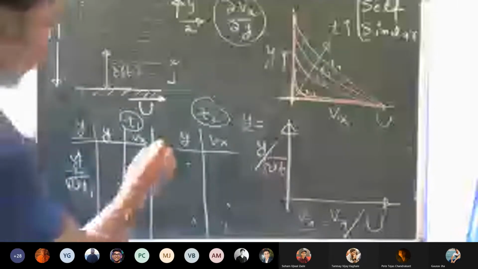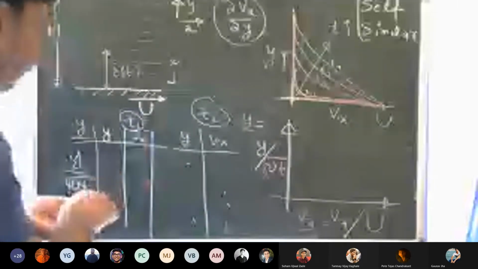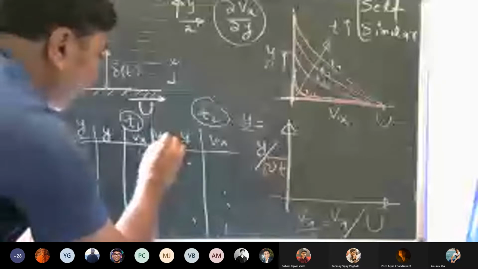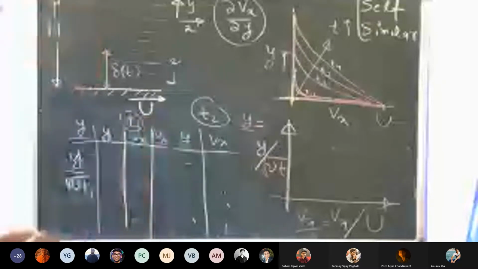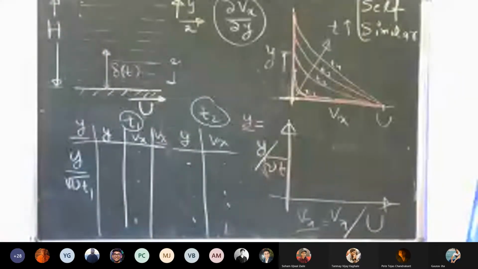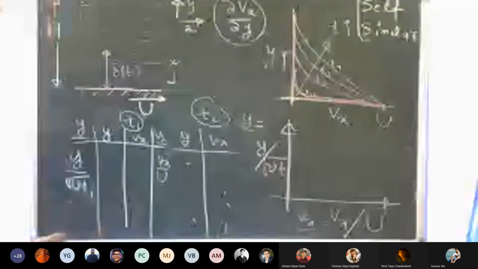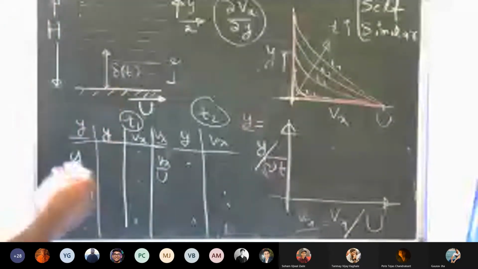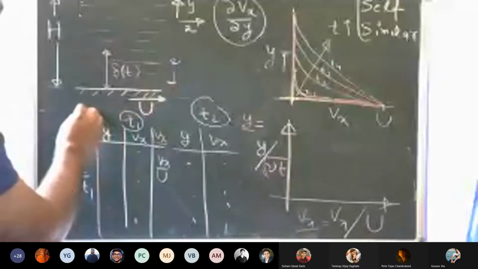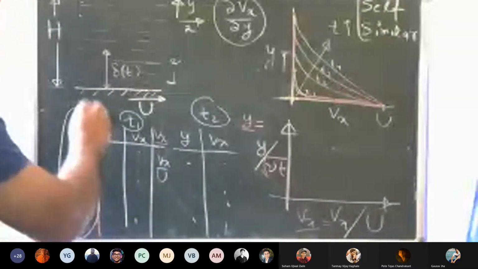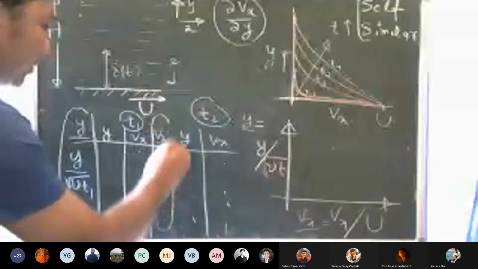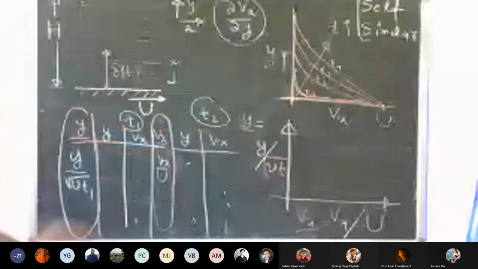And in this column, create a new column. Vx is the non-dimensionalized velocity, and here it is nothing but Vx by u. So your new revised x and y axis or data points is this one and this one for time t1. Do the same for t2.